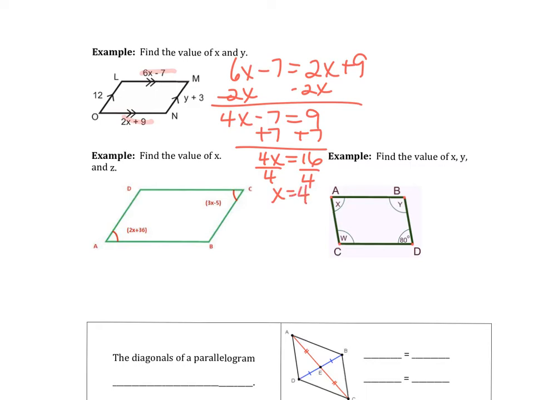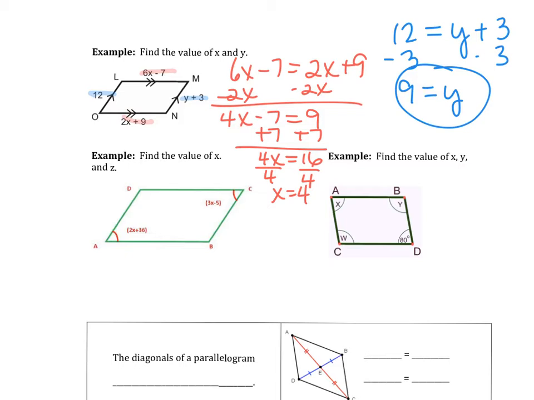All right. Now in order to solve for Y, I'm going to say that these two sides are opposite. I'm going to solve for Y using those two. So I'm going to say 12 is equal to y plus 3. Subtract 3 from both sides, I've got 9 is equal to y. So those are my two answers for that.